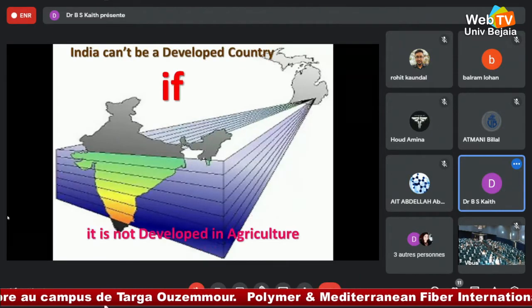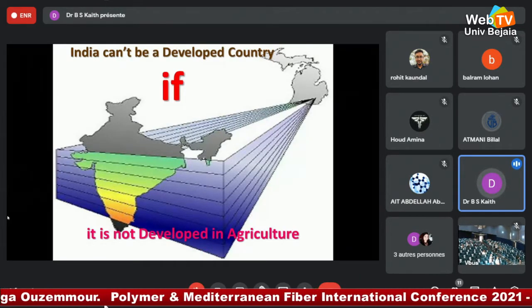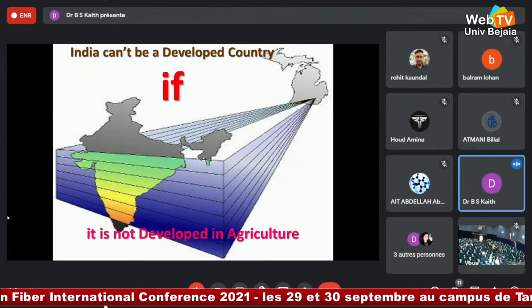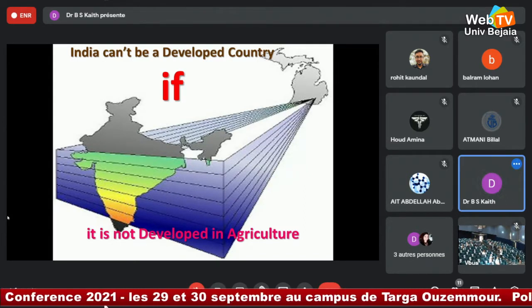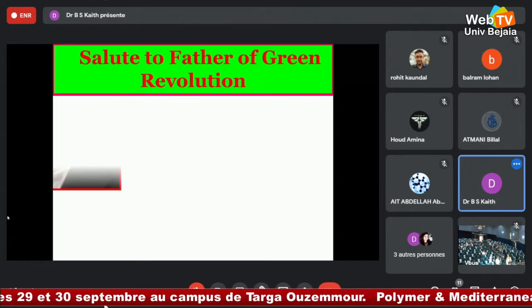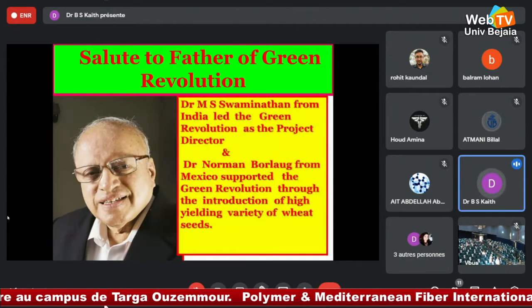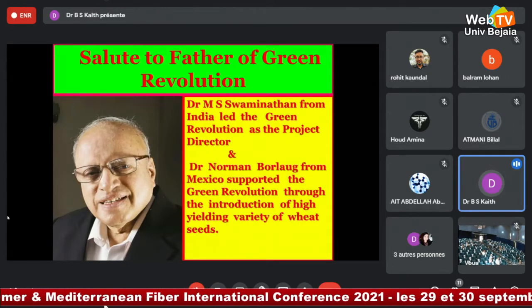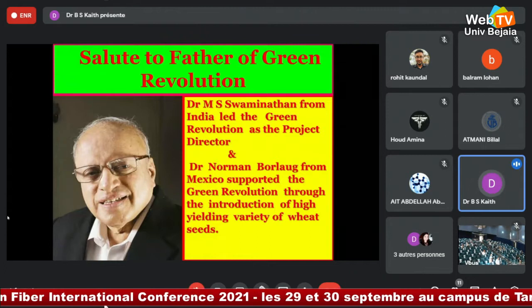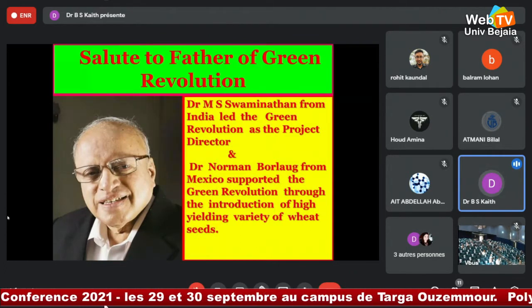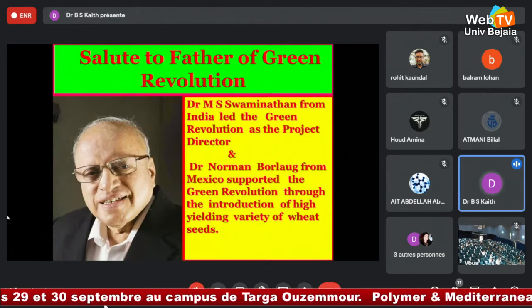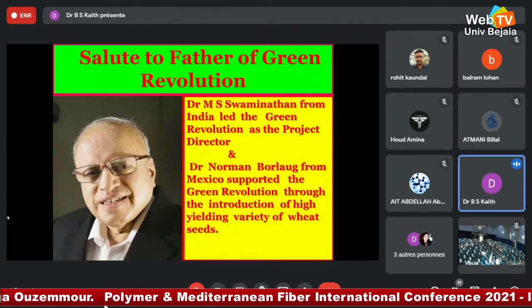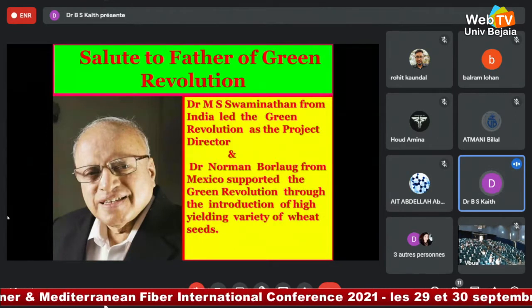Further, he said, India cannot be a developed country if it is not developed in agriculture. So agriculture makes the difference in the economy of any country, in the GDP of any country. During the 1960s, the Green Revolution was brought in India by a team of scientists led by Dr. M.S. Swaminathan, with the help of Dr. Norman Borlaug from Mexico, who supported the Green Revolution through the introduction of high-yielding varieties of wheat seeds. We always salute this father of the Green Revolution, Dr. M.S. Swaminathan, a great scientist, a great scholar.